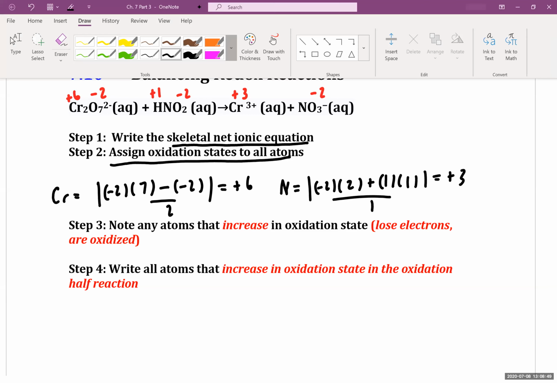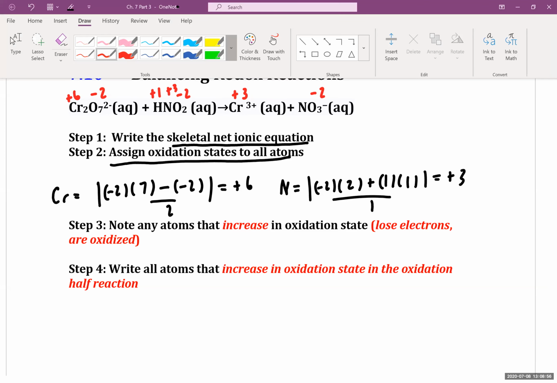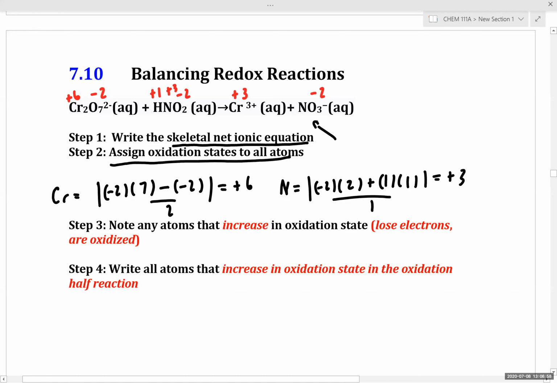We're almost done. Just to have everyone help me out here, what is the oxidation number of nitrogen in nitrate? What is this oxidation number here? And let's try to share our responses in the chat. What is the oxidation number of nitrogen in nitrate?